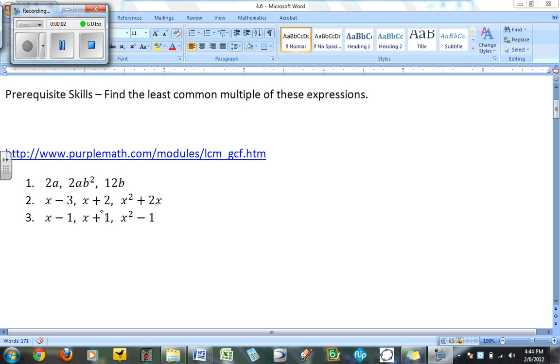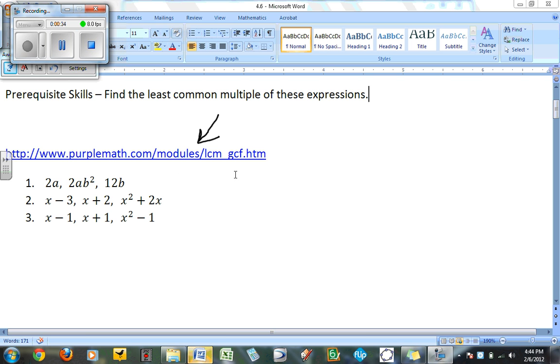Section 4.6, Part 1 is about solving rational equations. Some prerequisite skills we're going to need for solving these rational equations is being able to find the least common multiple. In this case it says find the least common multiple of 2a, 2ab squared, and 12b. If you forgot, you can look up this site, and I'll post this on the website as well. It gives a nice explanation, but I can also show you here.